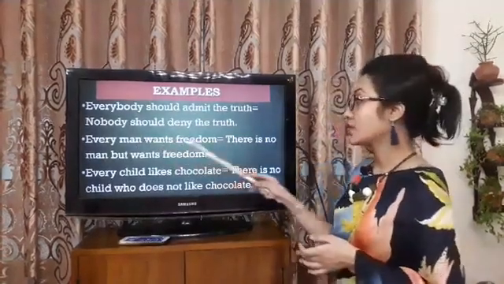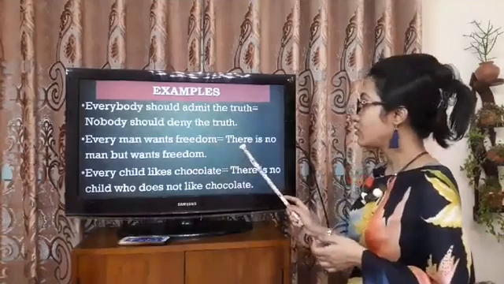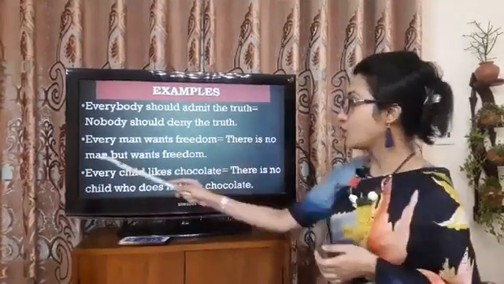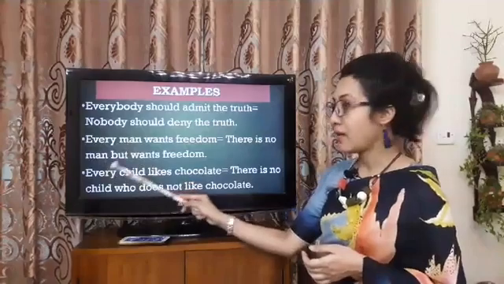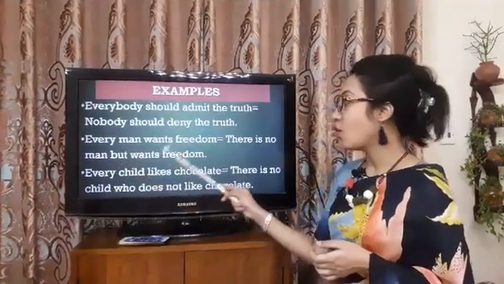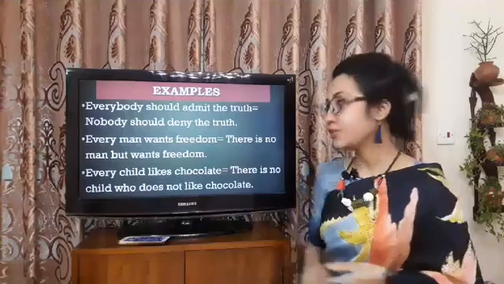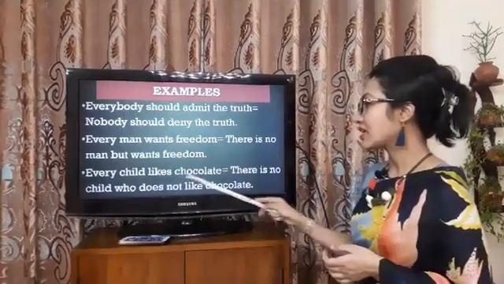Second sentence, every man wants freedom. So দেখো, there is no man, so there is no, then man, but connective, আবার same, wants freedom. Third one, every child likes chocolate.